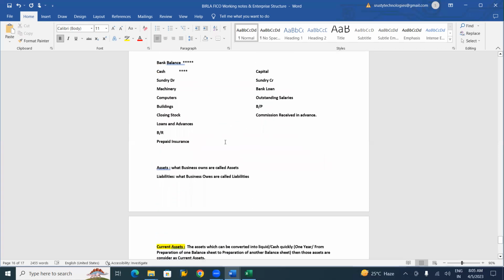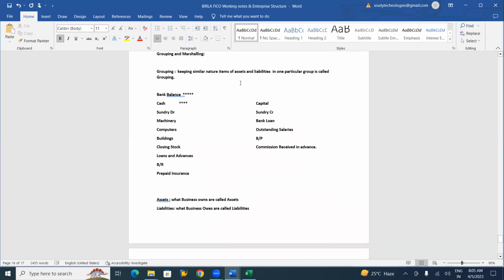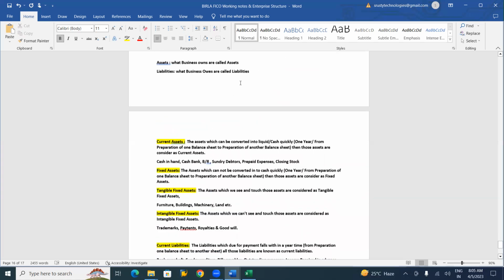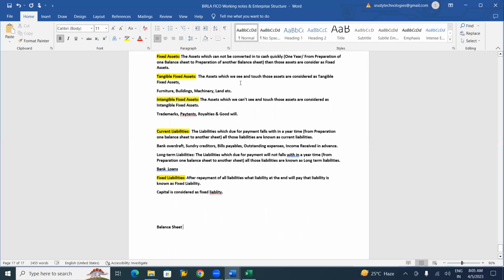Then what do you mean by marshalling? I said I have used the term marshalling, right? So here, marshalling means, this is another important point. Marshalling.